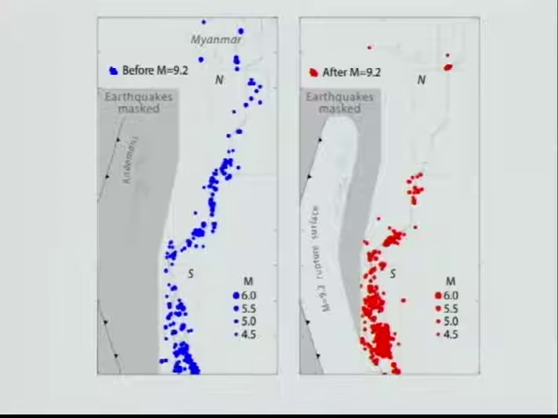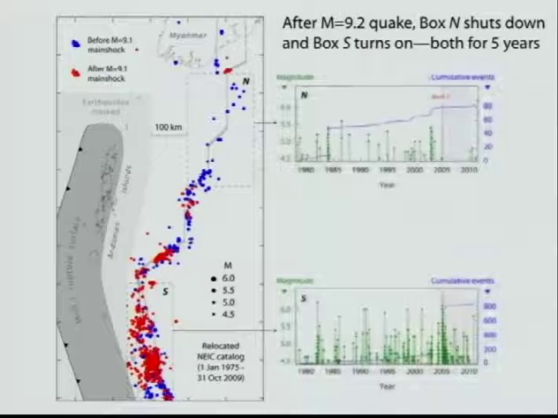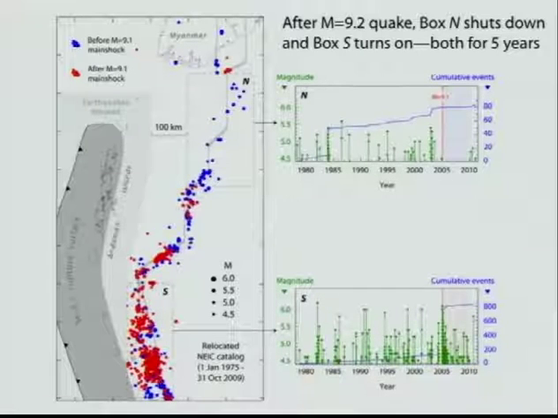So let's find out when the shutdown actually started. Let's look at the time series, first for box N. It shut down right after the earthquake, and it lasted for 5 years. Box S, on the other hand, shows a huge increase in seismicity. It took about 25 years to reach 175 earthquakes, and now we are at 800. A huge increase, after the very same earthquake, in two different places.